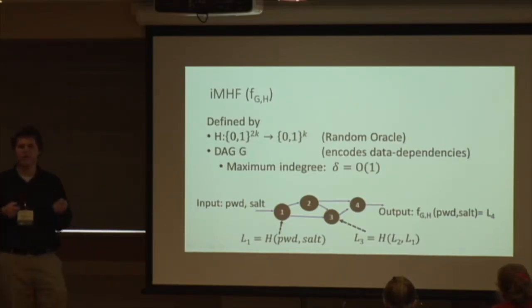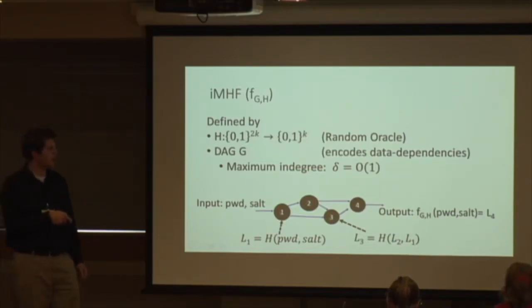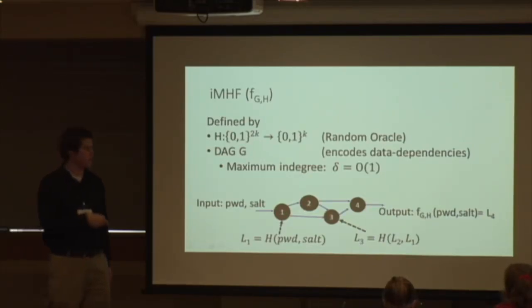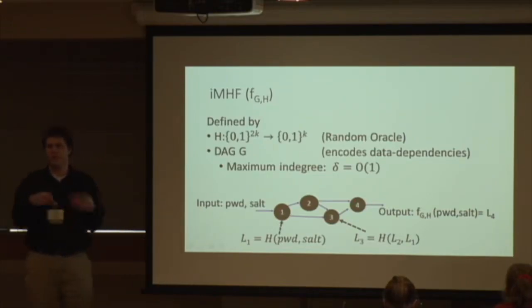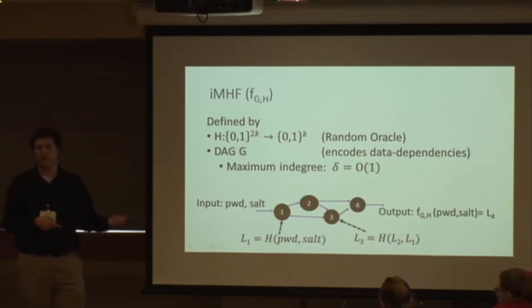Now each node in this graph is assigned a label. The label of the first node is just the hash of the password and the salt. And the label of an interior node is just the hash of the labels of its parents. So this directed acyclic graph tells us how different values depend on each other during computation. In particular, before you can compute label 3, you first need to know label 2 and label 1. Finally, the output of this graph is just the label of the last node. So to compute the output of the graph, you have to compute the value of this last node. To compute the value of this last node, you have to compute the value of nodes 2 and 3. And then to compute the values of nodes 3 and 2, you need to compute the value of node 1.